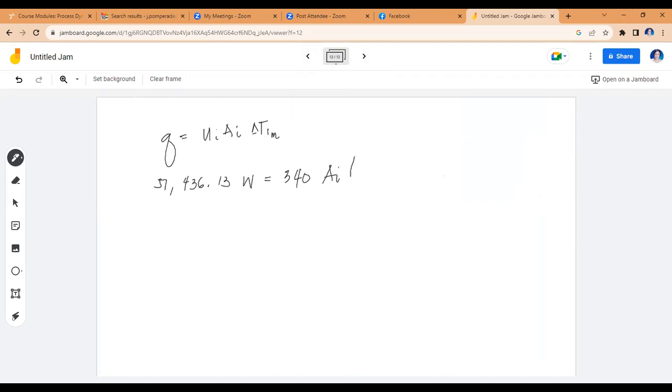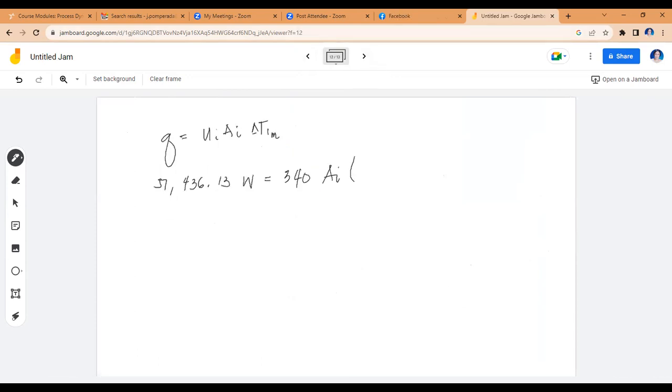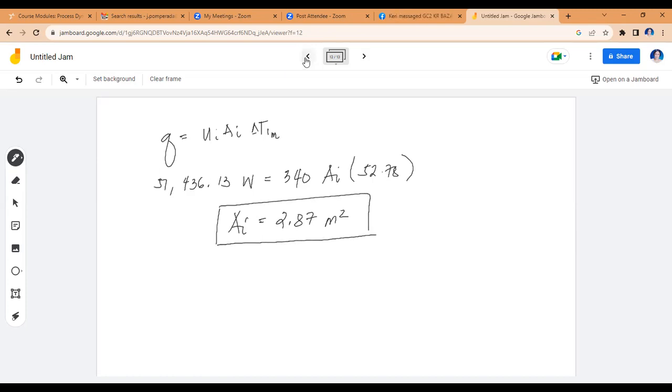Then you have A sub I and the delta T log mean, which is 52.78. So you will have an A sub I of, in this case, divided by 340 and 52.78. So you have an A sub I of 2.87 square meters. This is for B. That's your A sub I for B.